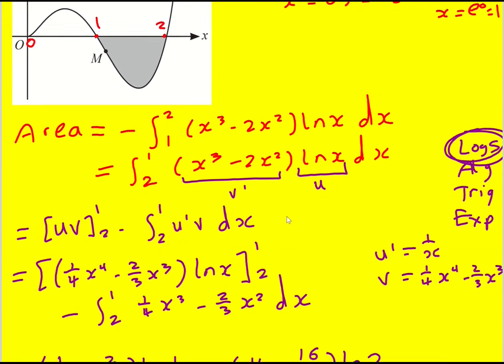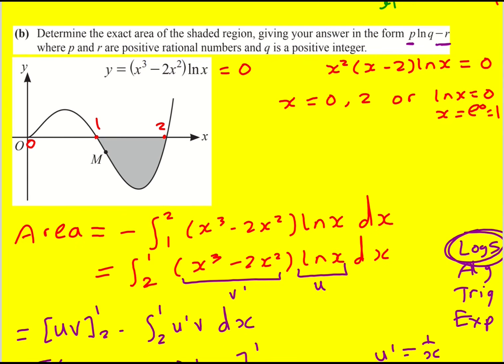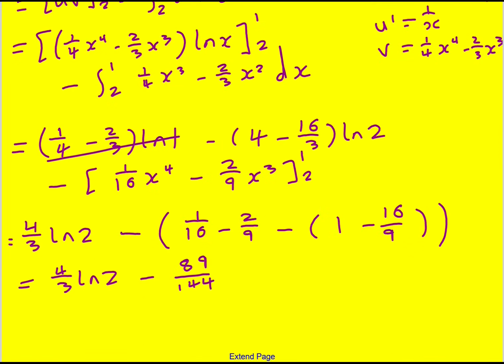Actually, that is in the form that we're asked for. Okay, p ln q minus r. That's the thing, if you forgot to make it negative, you might have spotted that point. You wouldn't have got positive numbers for p. But this is absolutely fine. It says q is a positive integer, so this is perfect. That is our answer. Well done.